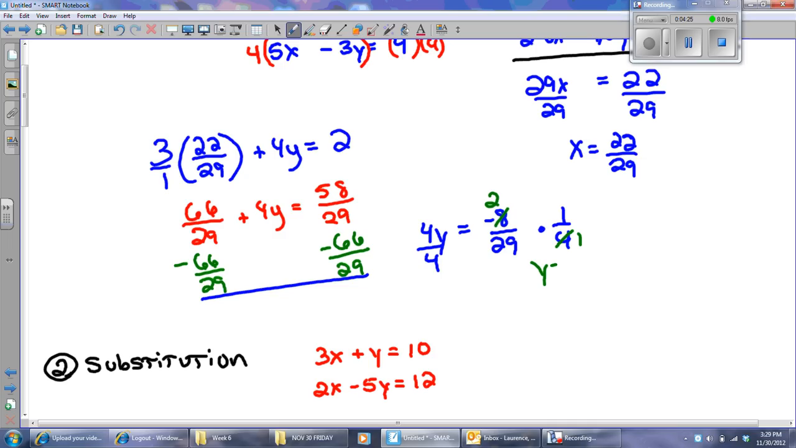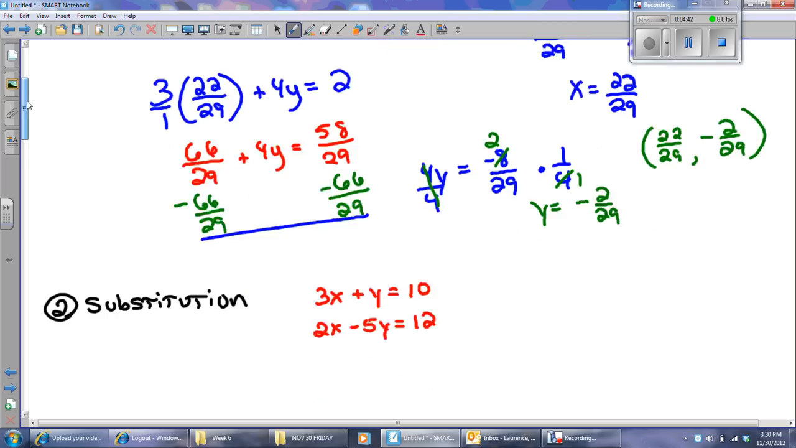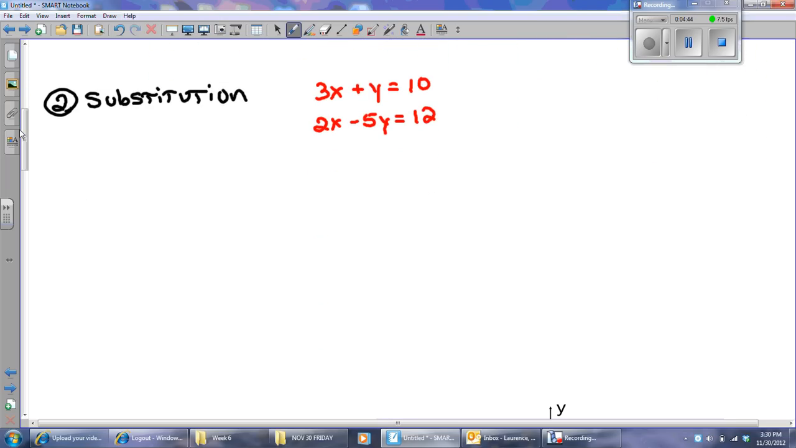And so then y is going to equal -2/29. So the place that they're going to intersect is 22/29 and -2/29. Kind of an ugly answer, but still solvable. Don't be afraid of the fractions. Excuse me. All right.